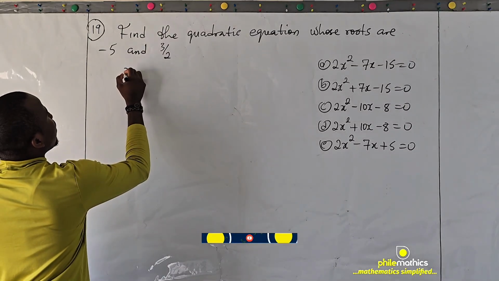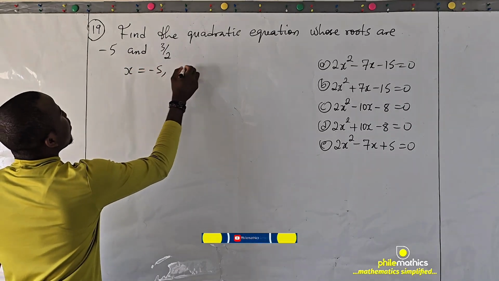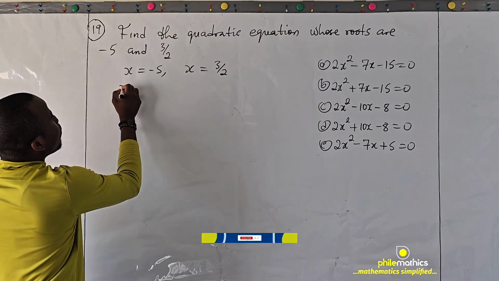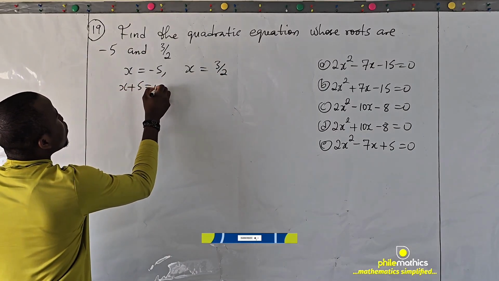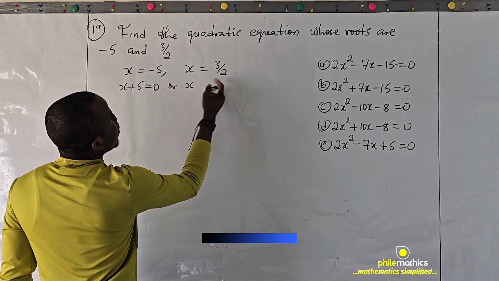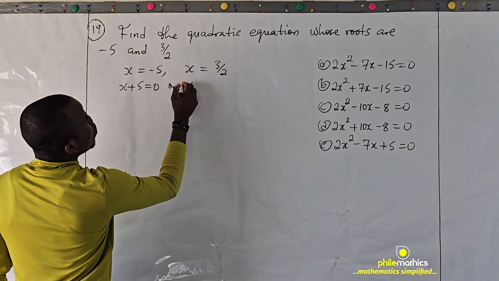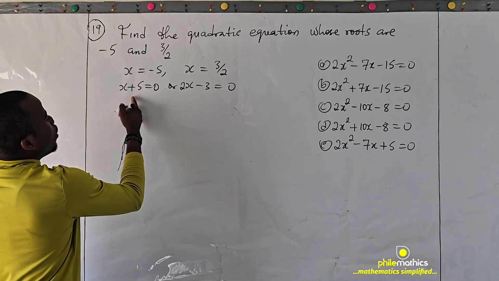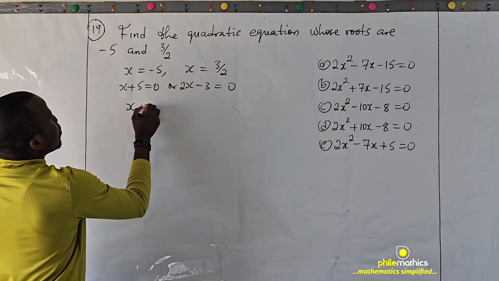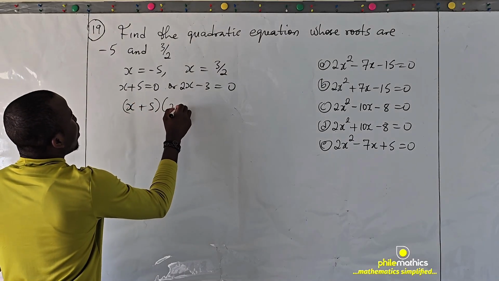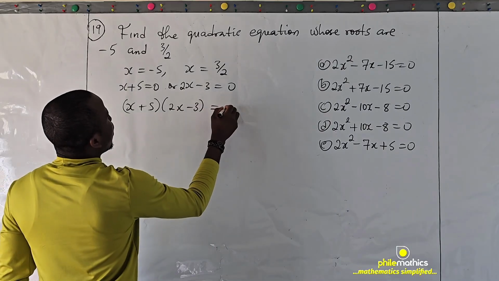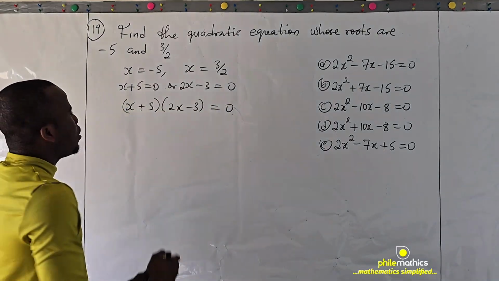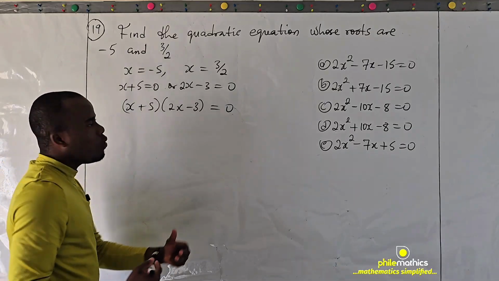So if we say let x equals -5 and x equals 3/2, if we take it to the left hand side, we'll have x plus 5 equals 0, or 2x minus 3 equals 0. And so you have to multiply x plus 5 and 2x minus 3, then the product will give 0. Just like reverse engineering. So you know how to multiply two factors.